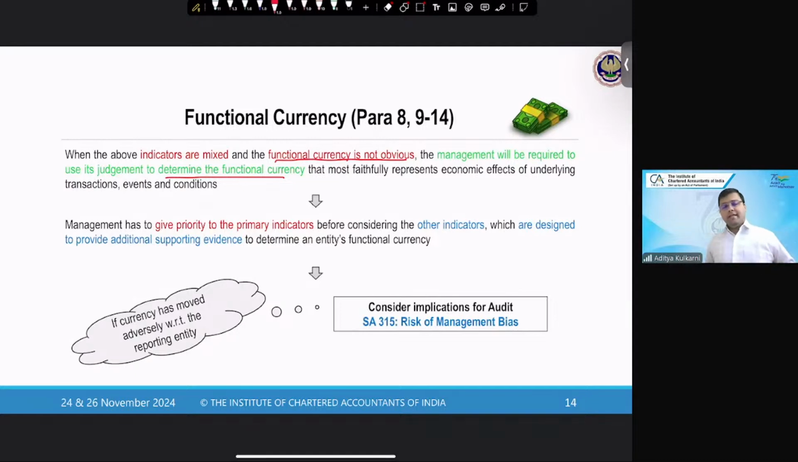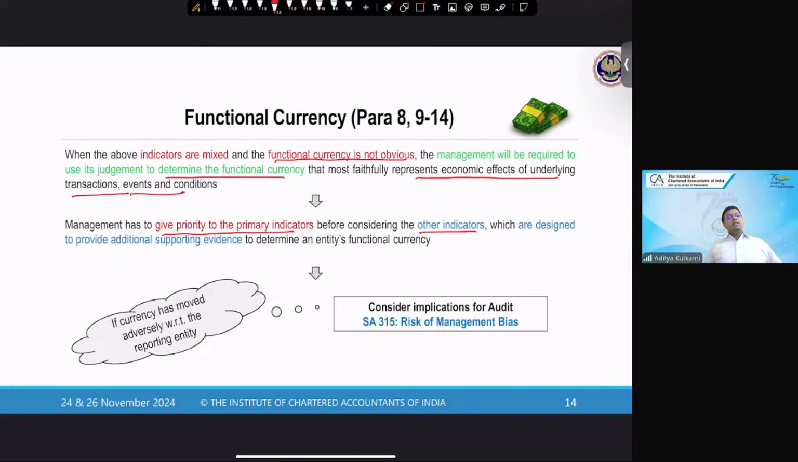So when indicators are mixed and I am unable to identify based on these rules, then the management will have to use its judgment that most faithfully represents the economic effects of the underlying transactions, events, and conditions. Management has to give priority to the primary indicators before considering other indicators, which are designed to provide additional supporting evidence to determine an entity's functional currency.